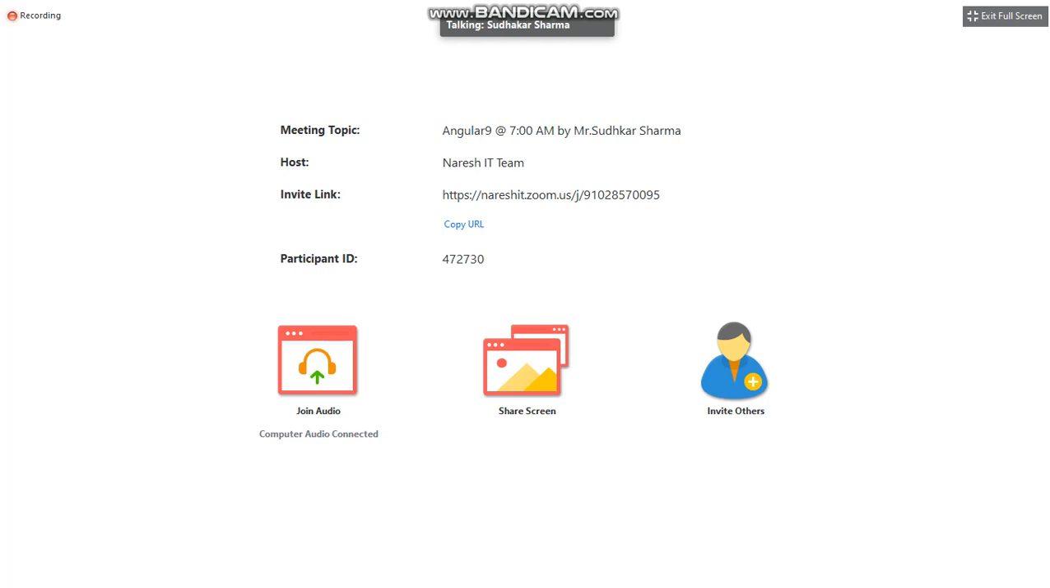And one important thing: some more points to know, because Angular 10 became stable 3-4 days back. Stable Angular 10 is ready now. I will give you the features, what changes happened in Angular 9 and 10, so that you can implement them and start working with it.